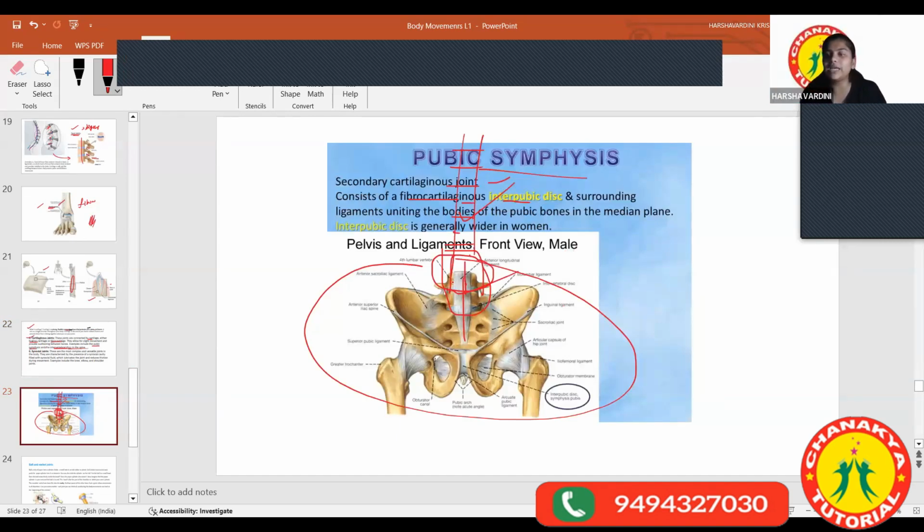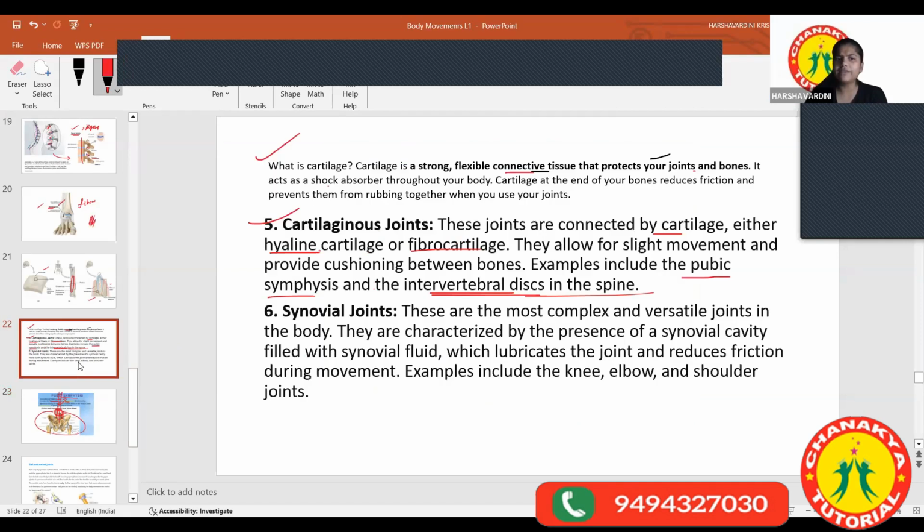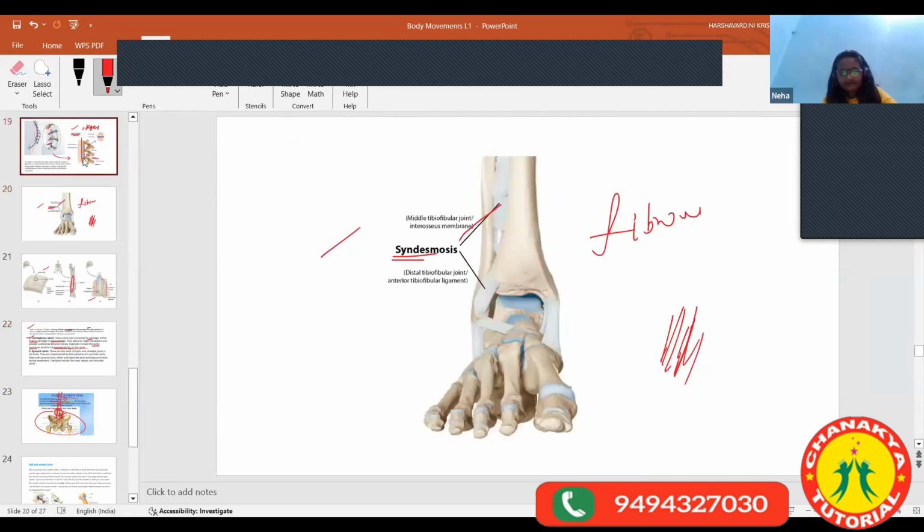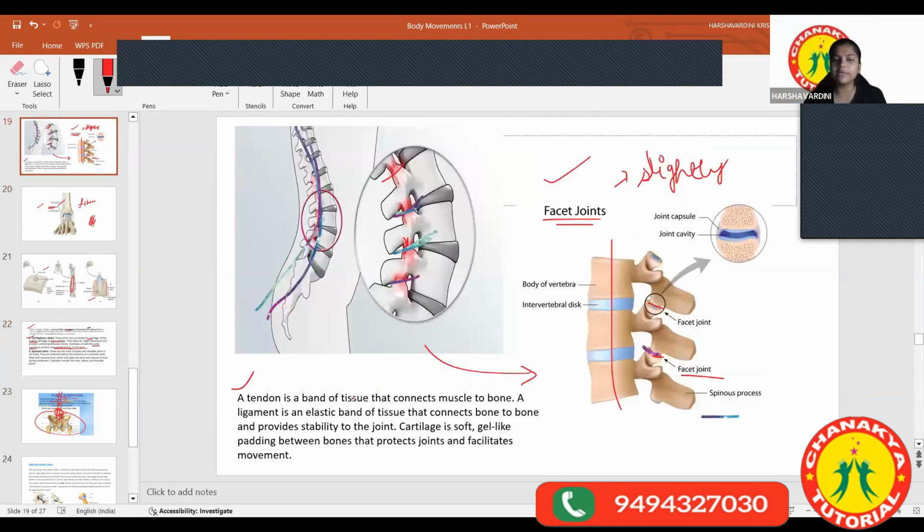So what is the purpose of cartilage? Ma'am, it protects our joints. It's like a shock absorber. Very good. No confusion between ligaments and cartilage, right? No, ma'am. If you have confusion, you read this. A tendon is the tissue that connects muscle to bone. We know that. A ligament is an elastic band of tissue that connects bone to bone. We know that also. It provides stability to the joint. Cartilage is soft, jelly-like padding between bones that protects joints and facilitates movement. So it's a shock absorber.